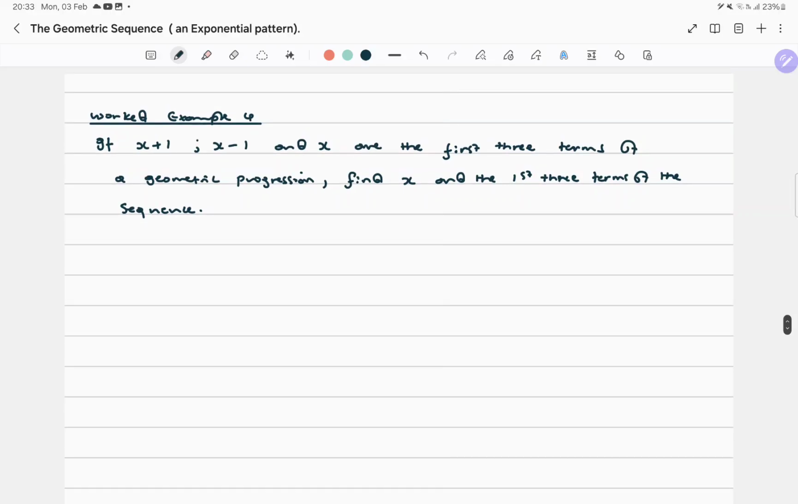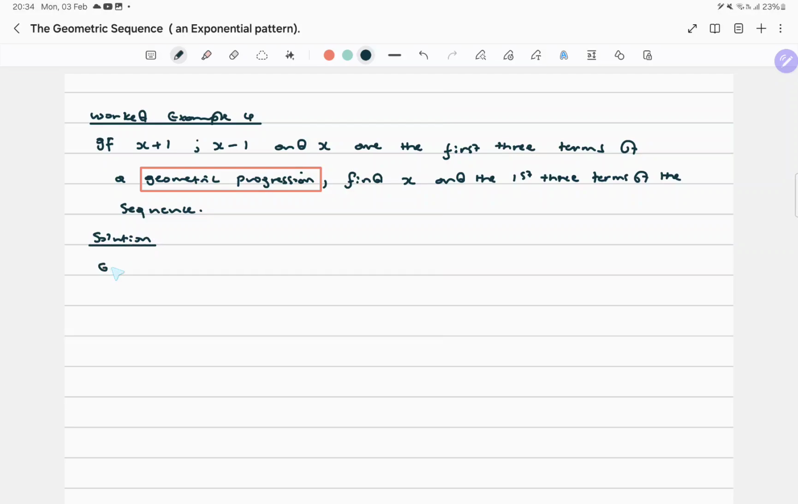Now let's look at example 4. Now we are told if x plus 1, x minus 1 and x are the first 3 terms of a geometric progression. Again, look at the signature, because when something like this is given, we will always be told the actual identity of what we are looking at, because there's no way we could proceed if we don't know. Now we are told to find x and the first 3 terms of the sequence. Okay, let's deal with the solution.